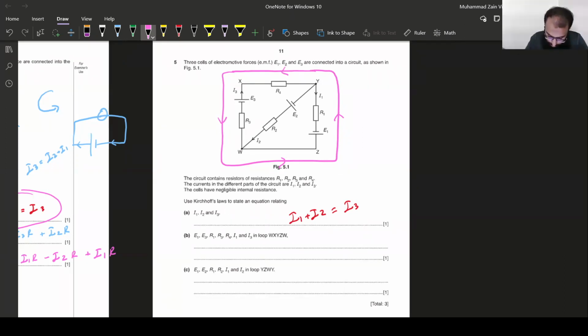Now, I do know the EMFs. One is E3 in this outer loop, and the other one is E1, which would be equal to I3 R4 and I1 R1. Yeah, these would be the EMFs and the PDs.